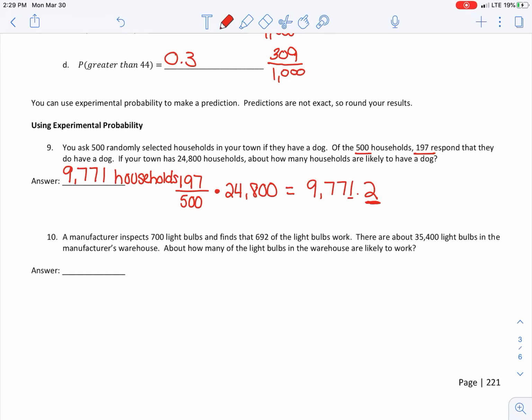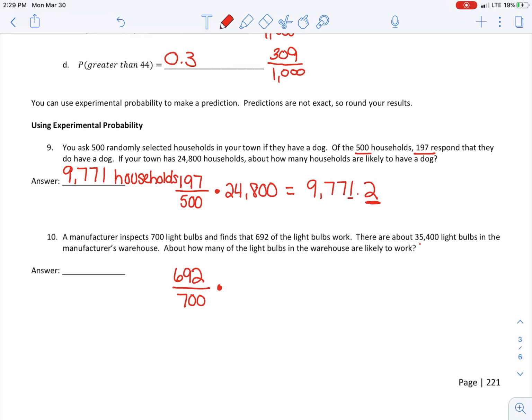For number 10, it says a manufacturer inspects 700 light bulbs and finds that 692 of them work. So there are about 35,400 light bulbs in the manufacturer's warehouse. About how many of the light bulbs in the warehouse are likely to work? So we're doing the same process we just did. So we're saying that 692 of the light bulbs worked, and that was out of a total of 700.